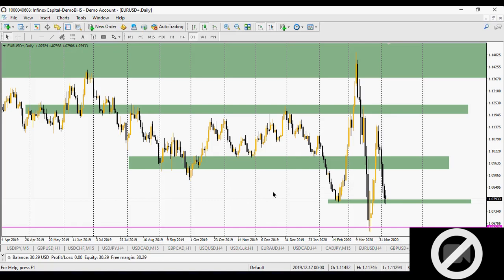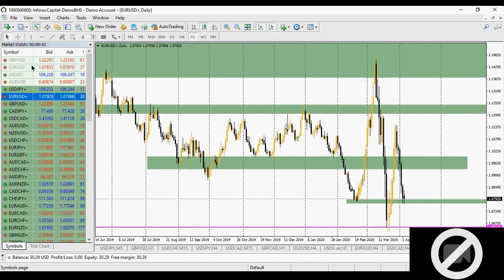But your assignment is: look for two currency pairs, and I want you to draw the support and resistance on both. I want to see your support and resistance on both the daily and 4 hour time frame. You can choose any two currency pairs.